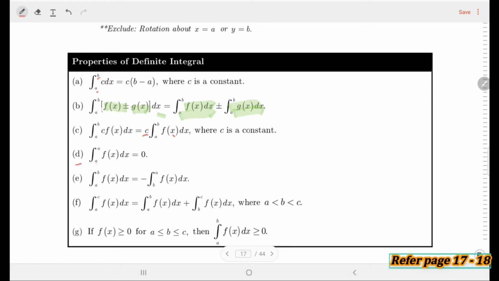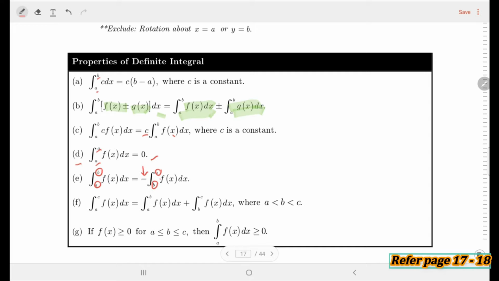For part D, we have the same limit for upper and lower, so we know that a minus a is 0, so the integration will be equal to 0. E: if we look at these two limits, here we have from limit a to b, but on the right side we have b to a. The property says that we just put a negative over here, then they are equal to each other.